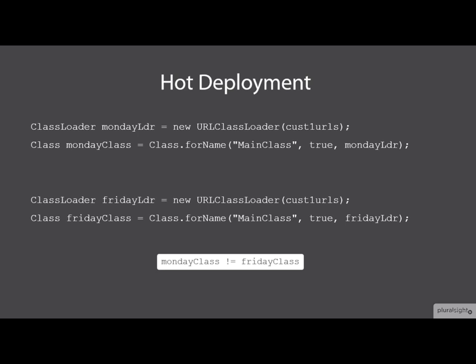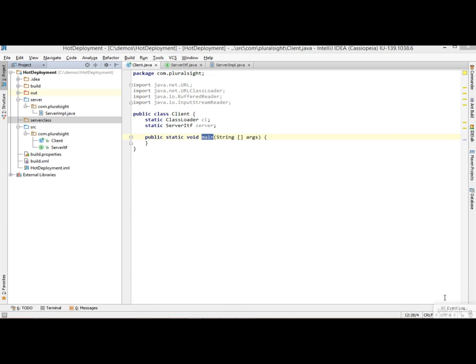So to show hot deployment in action, we'll write a client application that will make calls against a server. And the server will be very simple. It'll be the quote server we've used in previous modules. So that will be a class that implements an interface with a getQuote method. The client can load up that class and call getQuote and print out the quote.